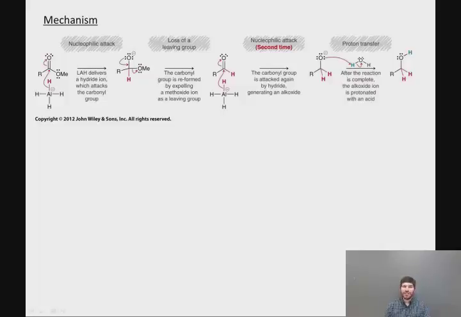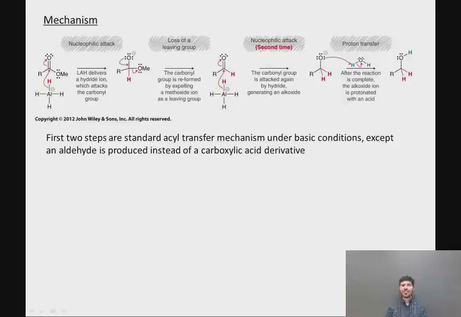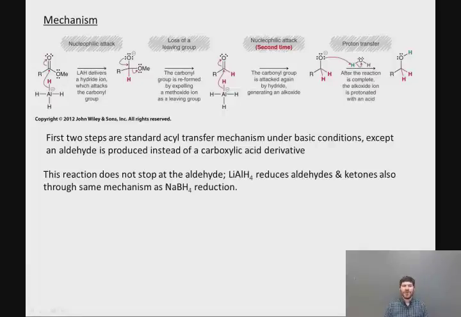And what does the tetrahedral intermediate do? It wants to regenerate the carbonyl and kick off a leaving group. In this case, methoxide is kicked off as the leaving group. So these first 2 steps are the standard acyl transfer mechanism under basic conditions that you have seen in the last several videos. Except now, instead of producing a different carboxylic acid derivative, we have produced an aldehyde. Well, the aldehyde is more reactive towards lithium aluminum hydride and any other reducing agent than the ester is.